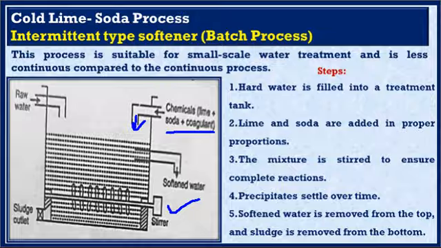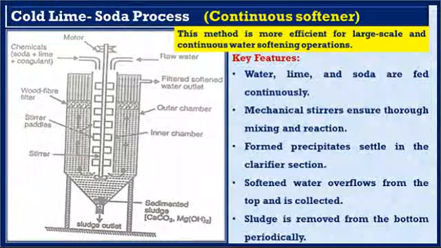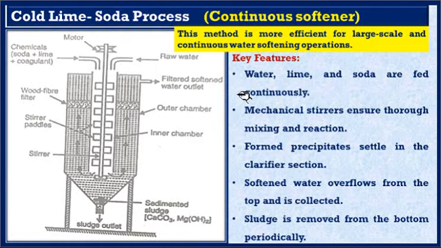First, this process is carried out at room temperature, and in the batch process, small amounts of hard water sample are treated by the intermittent type softener, while in the continuous type softener, hard water is supplied continuously, and this hard water can be continuously softened by the use of continuous type of softener. So this is the picture of the continuous type softener.